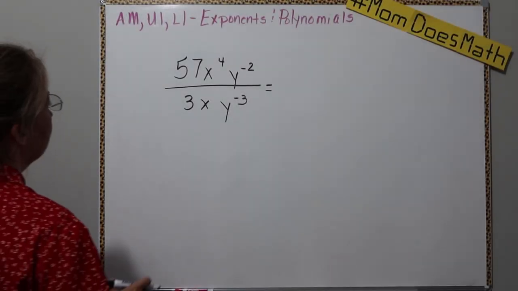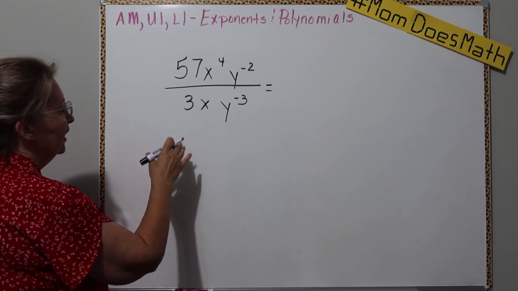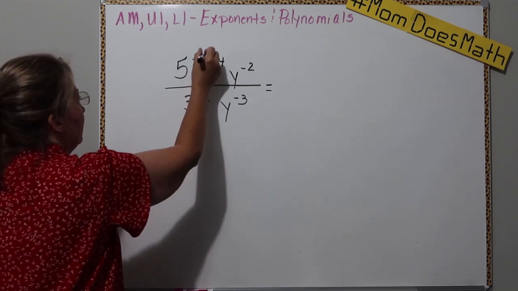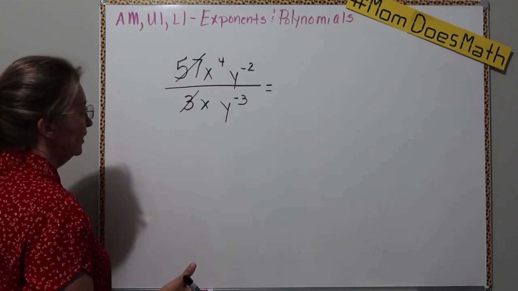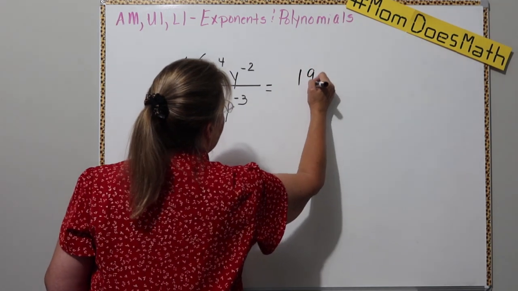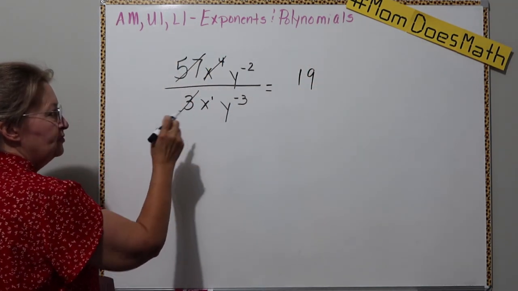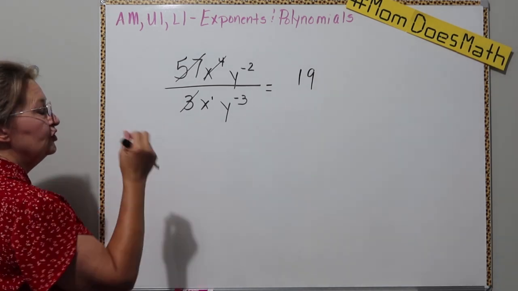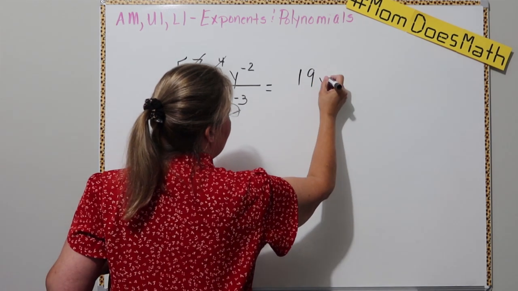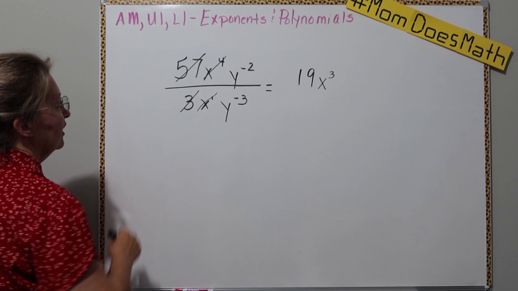For problem 4, we have 57x to the 4th, y to the negative 2, over 3x, y to the negative 3. So let's start here at the left and work our way through. 57 over 3 divides out evenly into 19. Now x to the 4th, remember the x in the denominator actually has an exponent of 1. When you have a fraction, you're going to subtract your exponents. So 4 minus 1 is 3. And you want to put your answer wherever your largest exponent is. So that takes care of those.